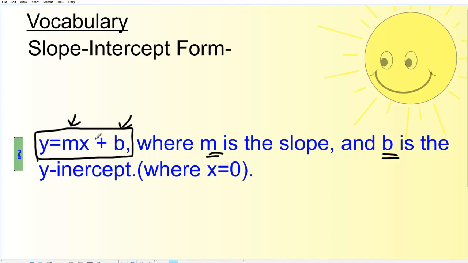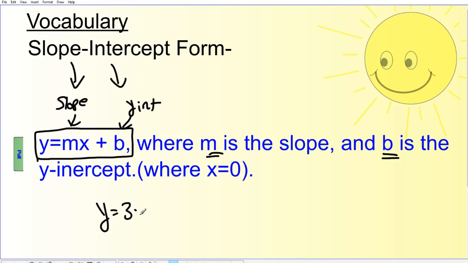But it's kind of easy because this first part is the slope. The second part is the y-intercept. Look, it's called slope-intercept form. The slope comes first, the intercept comes second. Now, what will this look like? This will look something like this.